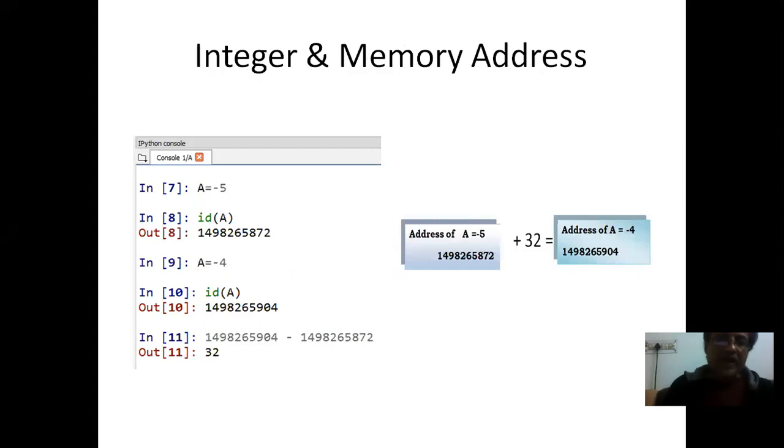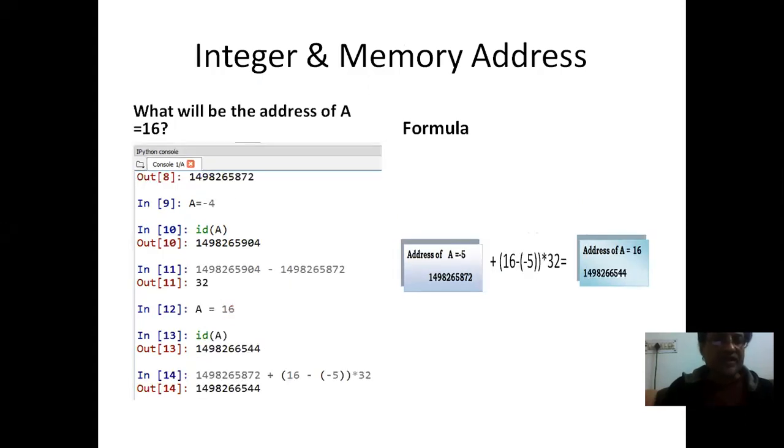So what I'm doing is, A is equal to minus 5, that is the corresponding memory ID. And if you add the integer value 32, you will get the next value, A is equal to minus 4, because the difference between minus 5 and minus 4 is just 1. So 1 multiplied by 32 is nothing but 32. Now let us take this example.